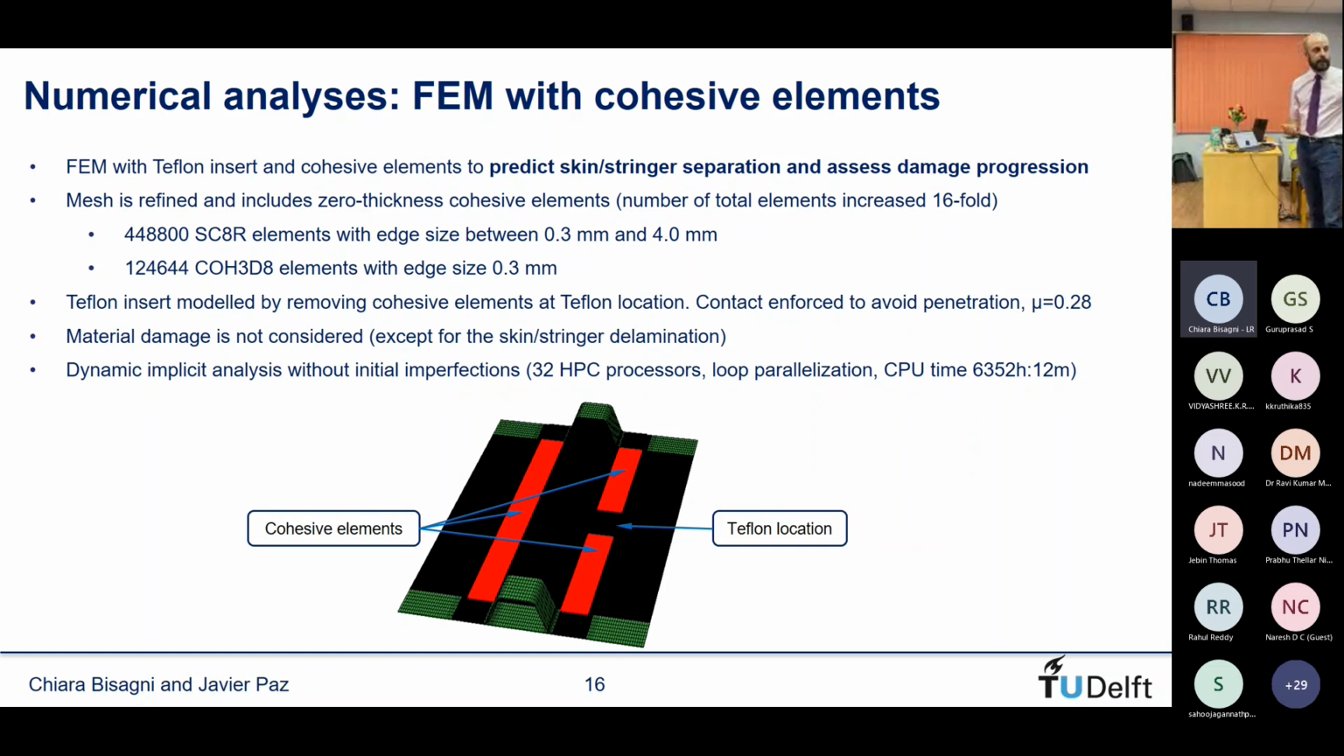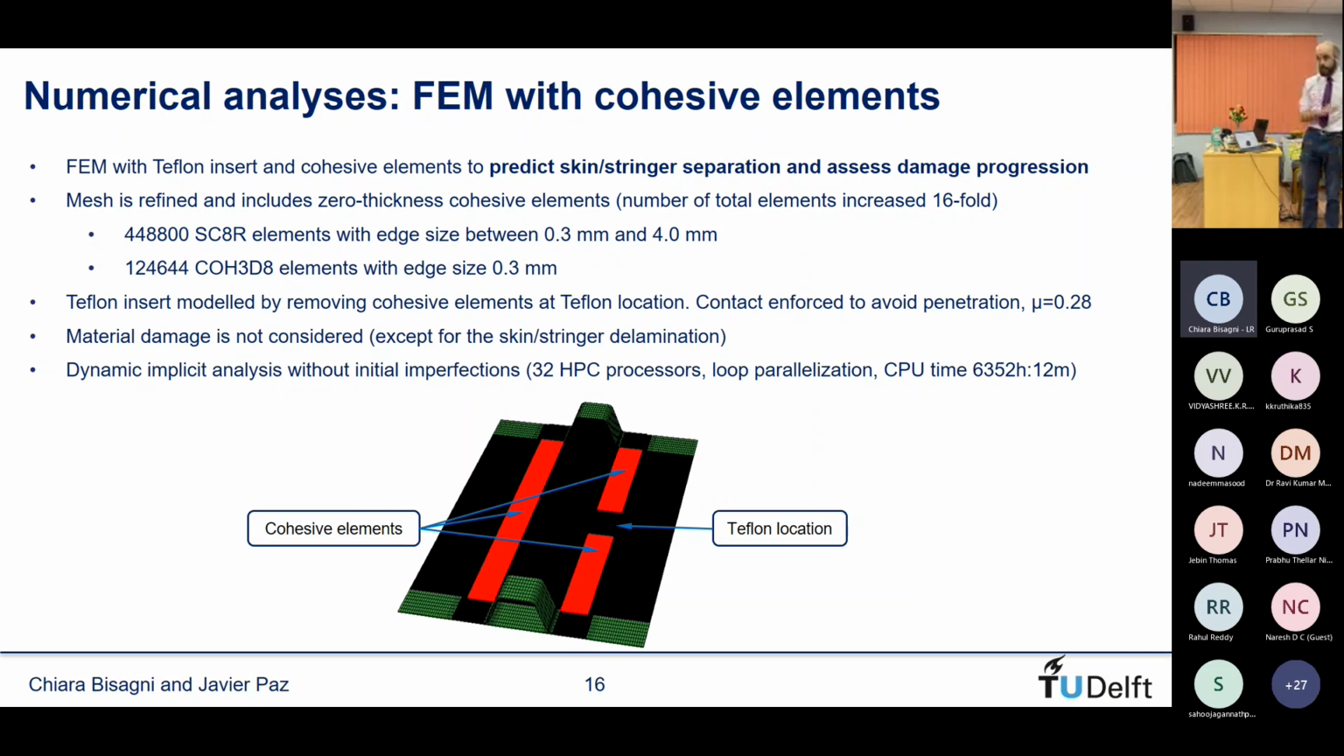And the way we model the delta is just by not modeling cohesive elements there. So in this location, both the skin and the stringer foot are separated. We do have to apply a contact condition, so with the penetration, the normal friction coefficient that we get in this type of composites. And it's also important to note that we are not studying material damage. So we are not enforcing any Hashin criteria, Tsai-Wu, Tsai-Hill. We just want to check what happens with the delamination.